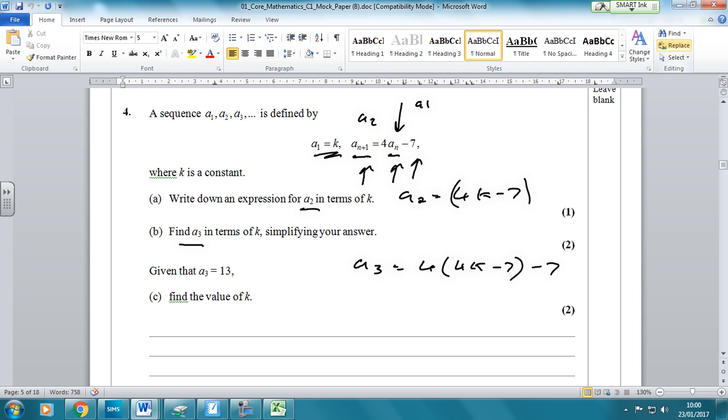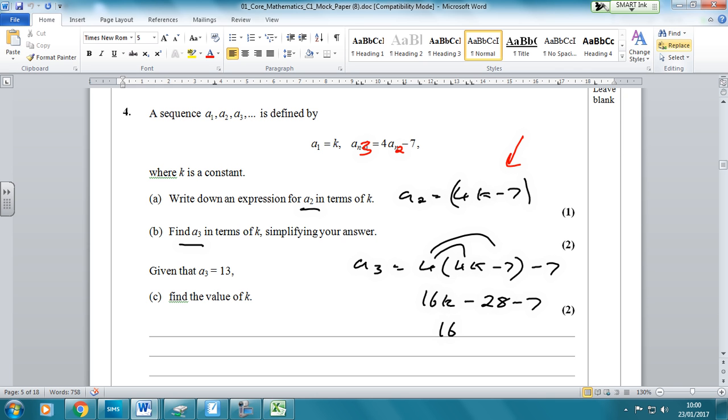So all we've done here is we've said that A3 equals 4 lots of A2, take away 7. We've then said that A2 is this thing here, so it's 4 lots of that, then take away 7. Then if we simplify that, 4 lots of 4k is going to be 16k, 4 lots of minus 7 is minus 28, minus 7, so 16k minus 35, and that gets us the 2 marks.